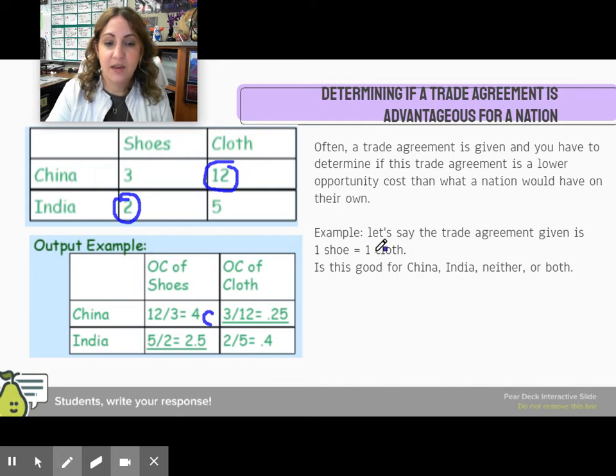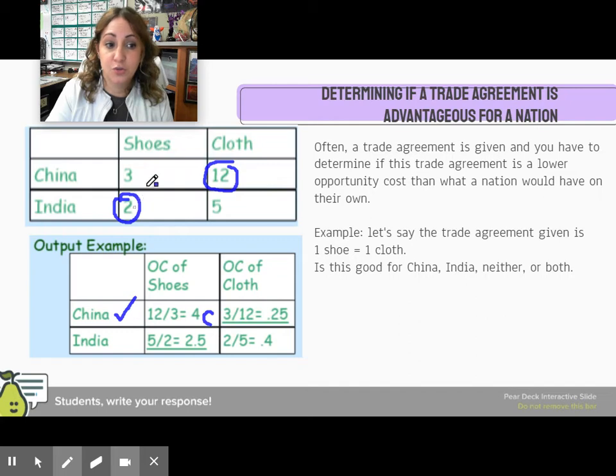Now this trade agreement, they give up 1 cloth to make a shoe. That's less. It would have cost them 4, but this trade agreement only costs them 1. So China's going to say, that's a good trade agreement. Let's see if it's good for India.